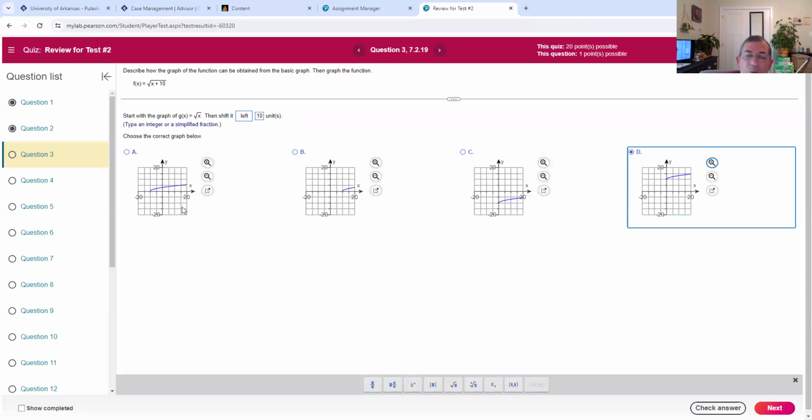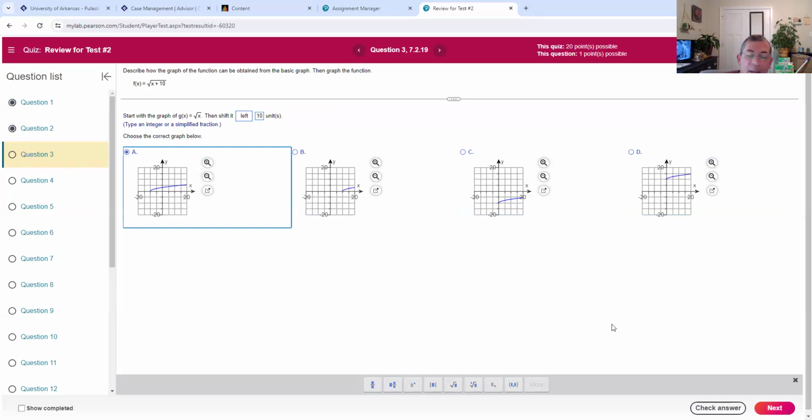Well, y'all remember which one went left? That has to be A, right? A went left 10 units. So you're going to click A and then move on.